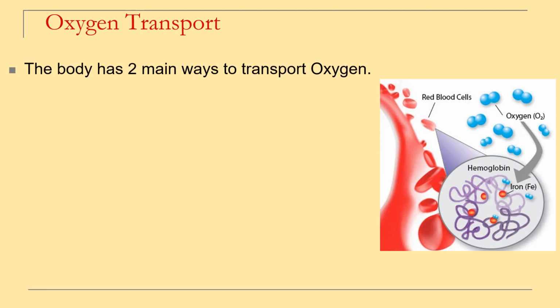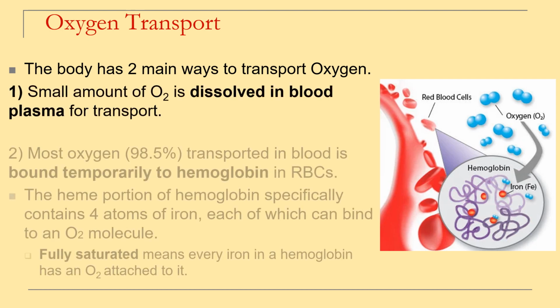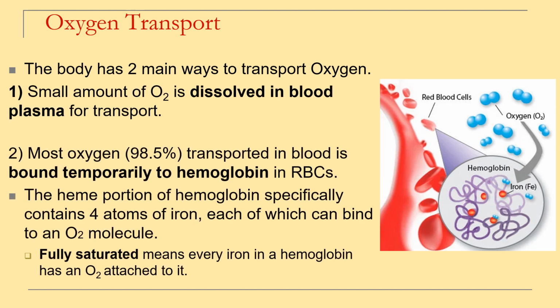So oxygen transport. The body has 2 main ways to transport oxygen. 1, a very small amount dissolved in the blood, specifically in the plasma. Most of the oxygen, 98.5%, gets transported temporarily bound to hemoglobin, but specifically to the heme portion of hemoglobin, and even more specifically, it's going to combine to the atoms of iron that we find in the heme portion of hemoglobin.